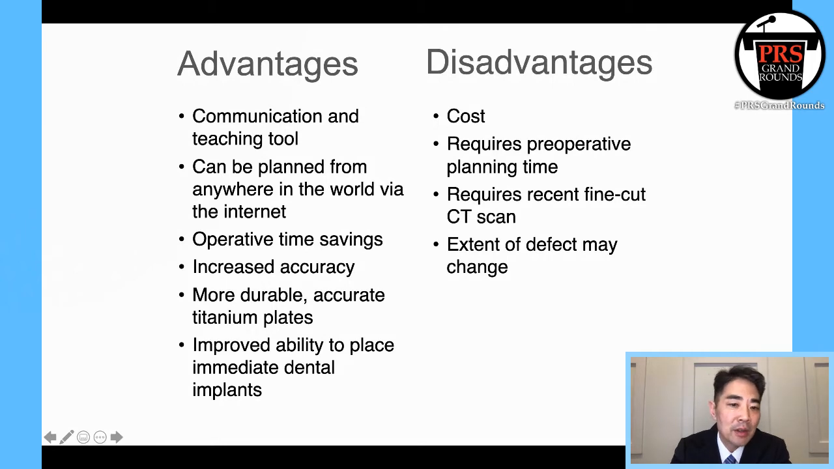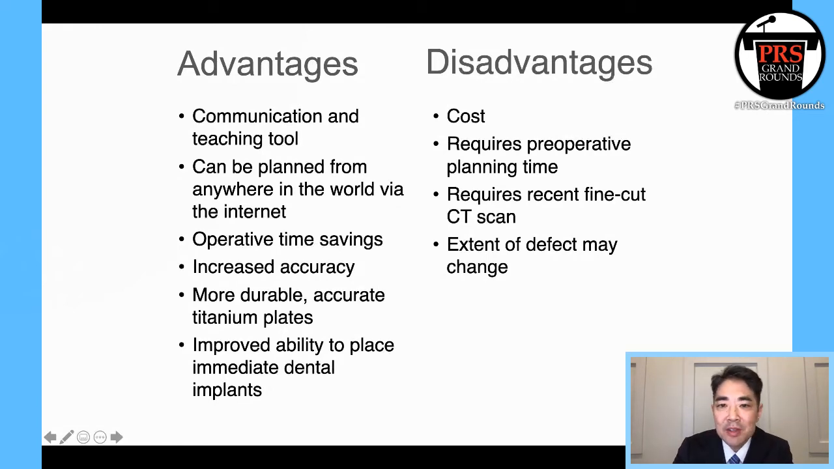We and many others have shown an operative time savings, which ultimately results in a cost savings. Increased accuracy, which I think we can't put a price on, that we can use more durable and more accurate titanium custom made plates, and it's improved our ability to place immediate dental implants.